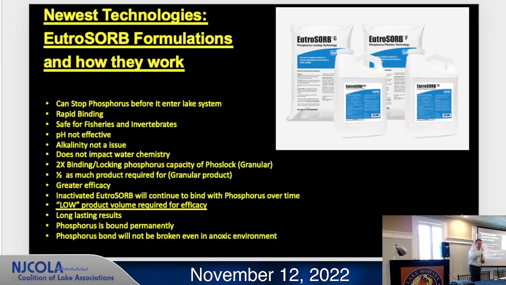So this is the newest technology. This is Utrazorb, and it's really a family of proprietary formulations. They created this product over the last 5 years, actually longer than that. It is made by the company Suprum, who actually brought Phoslock into the country.